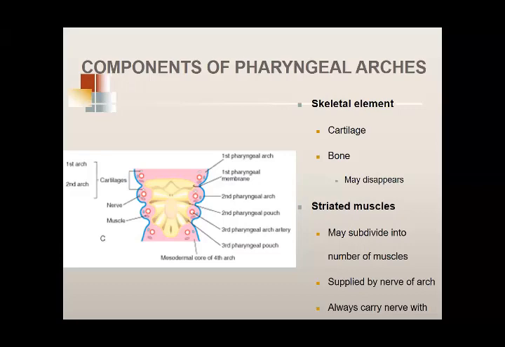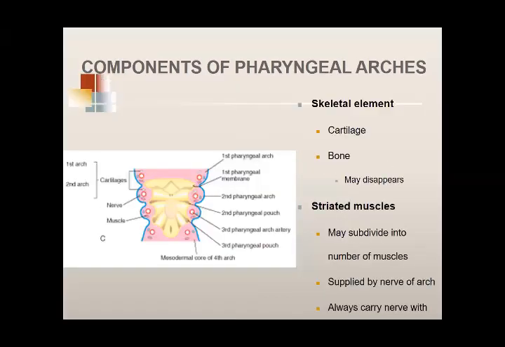The second structure that develops inside the pharyngeal arch is a muscle, striated muscle. Yes, smooth muscles नहीं होंगे यहाँ पे. It will be a striated muscle. अब ये muscles जो हैं, they may subdivide. It can be a single muscle or it may subdivide into multiple small muscles. But whatever the case may be, it is always supplied by the nerve of the arch, because every arch has its own nerve, which is a cranial nerve.